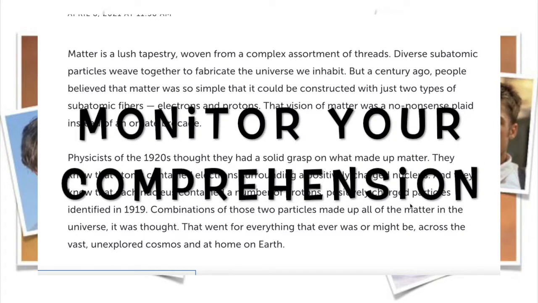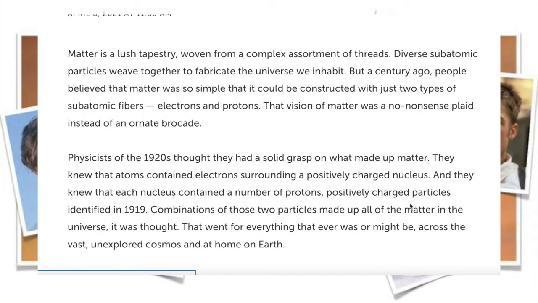There's some words in that paragraph that I don't understand. I think I know what a plaid is. That's like the design where it's crisscrossing and triangles and all that. But I don't know what an ornate brocade is. I don't know what that is. But let me think.